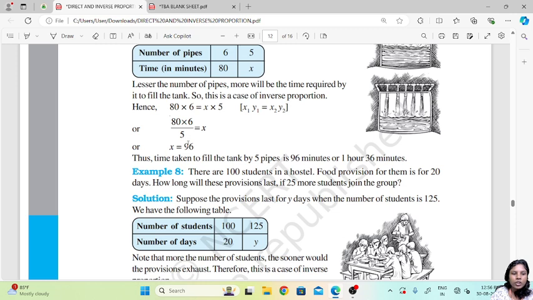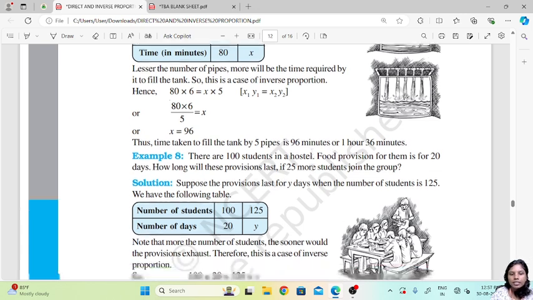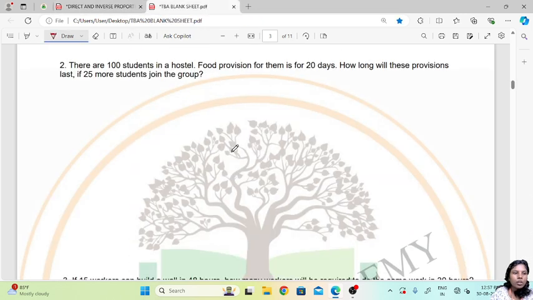So in this case we got 96. It is the time taken to fill tanks by 5 pipes, 96 minutes. So that would be around 1 hour 36 minutes. Now let's solve another problem.